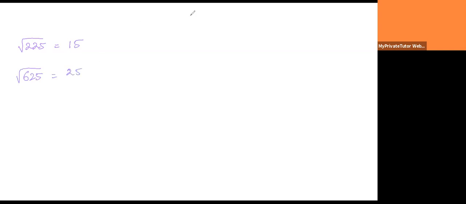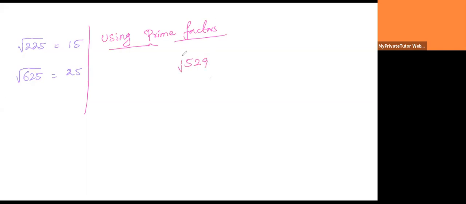What if we get a bigger number, such as 4-digit numbers or more? So how do we find the square roots of bigger numbers? For that we are going to use prime factors, or prime factorization. Let's try one question. Okay, 529. Let's assume we don't know the square root of this number. How do we find it?